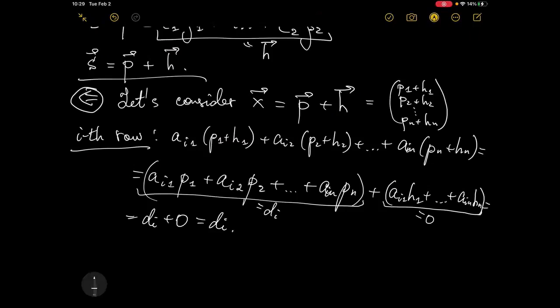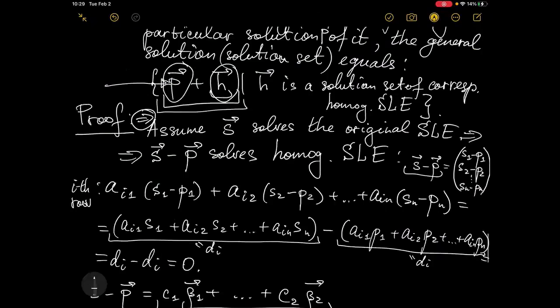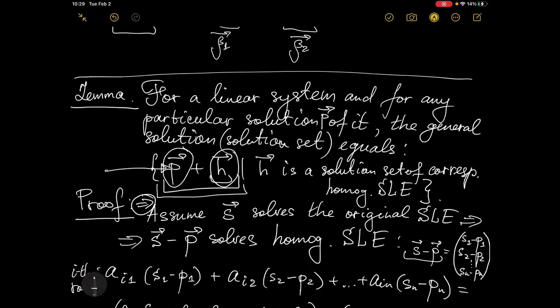So I started from an arbitrary vector of this form, and I got that it satisfies my ith row. Pay attention that i is arbitrary. So if I start with a vector in this form, it will satisfy my original system of linear equations. So I have proven that all solutions of my original system of linear equations can be represented in this form. Is it clear or not?